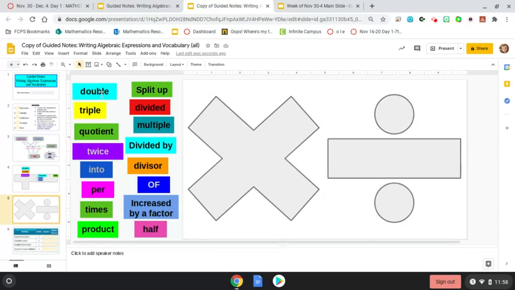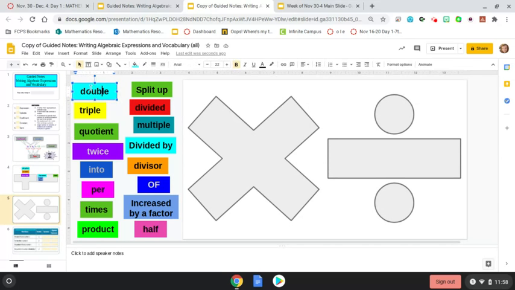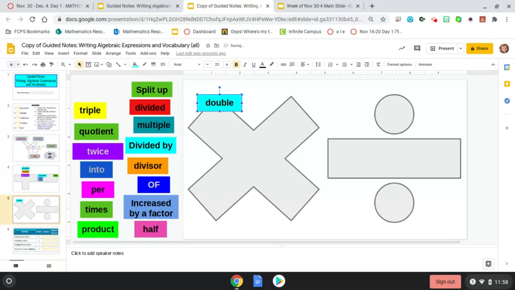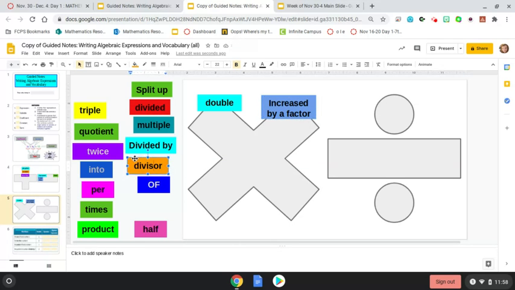So double, if I double something, that means I times it by 2. So I know double makes me think of multiply. This is a hard one. Increased by a factor. You know, factors make us think of multiply. So I'm going to do increased by a factor. Divisor makes me think of division. So I'm going to put that with the division. And I'm going to keep going.